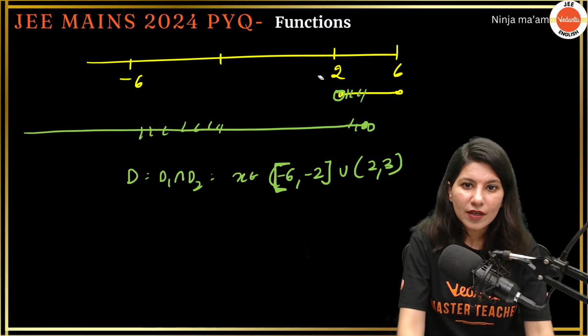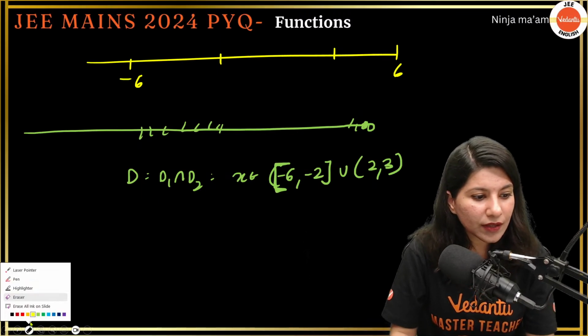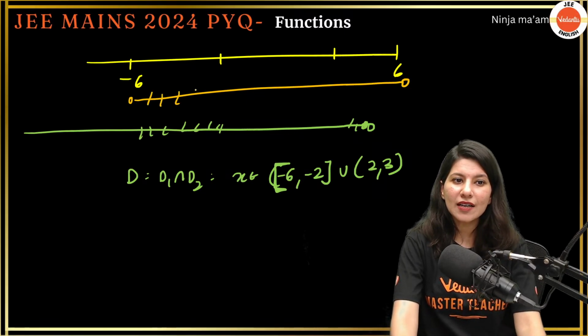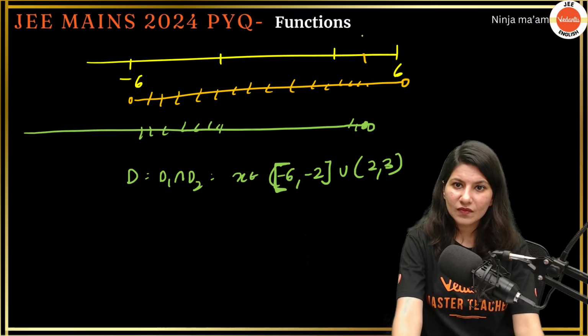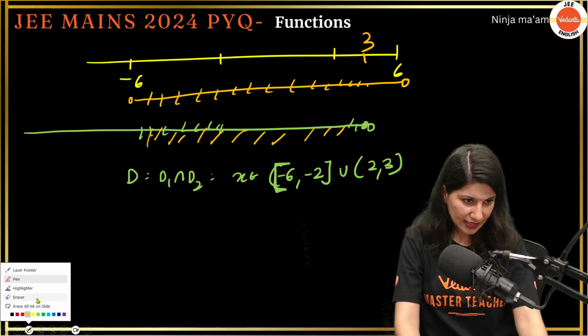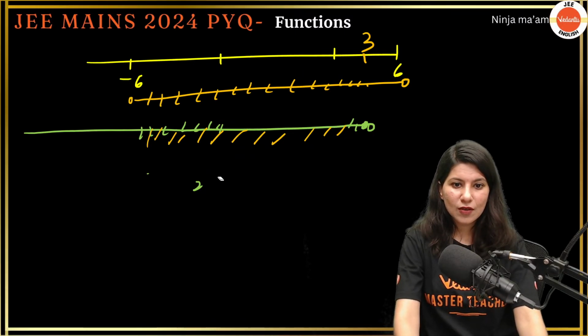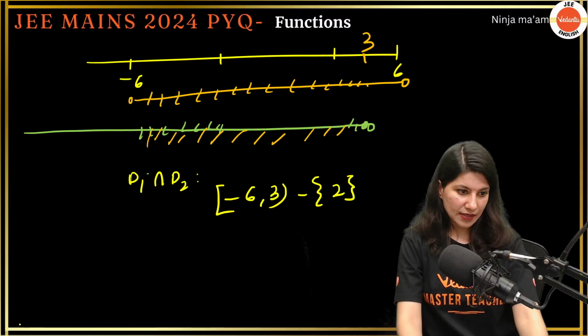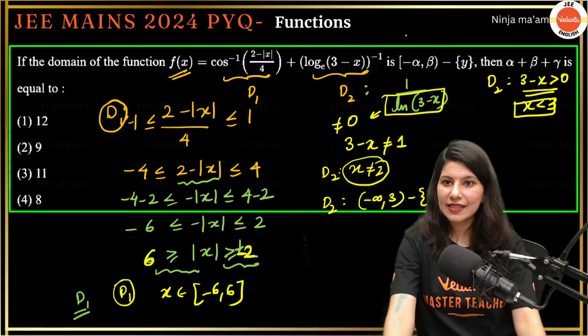So now this will go and your d1 will be like this. Minus 6 to 6. What is the common area? Common area is this. This is your 3. So minus 6 to 3 is your common area except 2. Finally, let me write. Common d1 intersection d2 will give you minus 6 to 3 except 2. So alpha is 6, beta is 3 and gamma is 2.